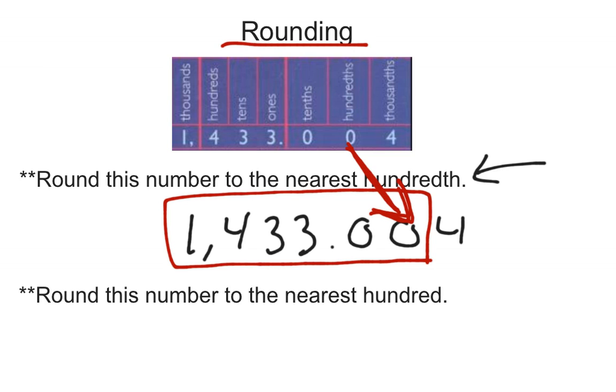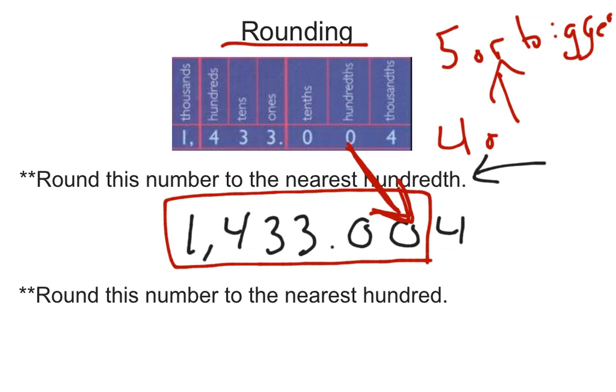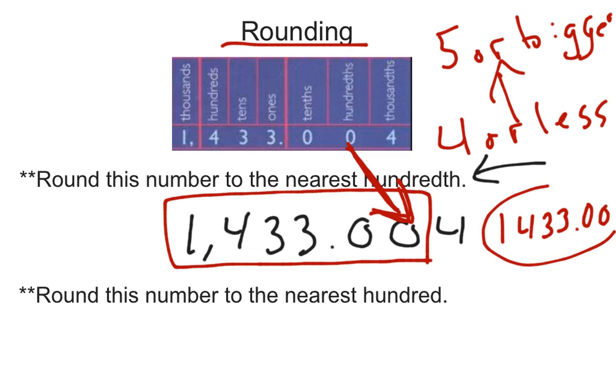Since that number's a 4, remember if it's a 5 or bigger, that's when we go up. So that 0 would have become a 1. Because it's a 4 or less, that tells me that we round down, which really means that that 0 is going to stay the same. So in this case, our number stays 1,433.00 for our final answer.